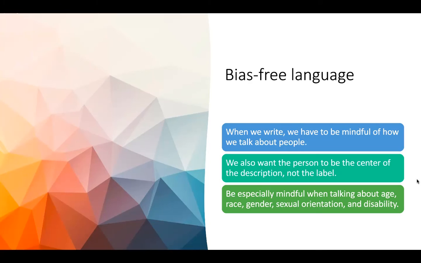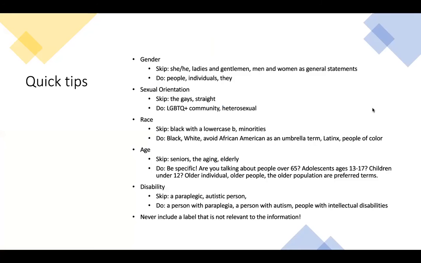And all I want you guys to take away from this is that when you write, think about people. Think about what's the best way to describe people, what could be maybe offensive or harmful to someone. And if you can, we want the person to be the center of the description, not some sort of label. And so this really comes into play when we're talking about things like age, race, gender, sexual orientation, and disability. So I'm just going to give you guys some quick tips, some common things that I see in writing.